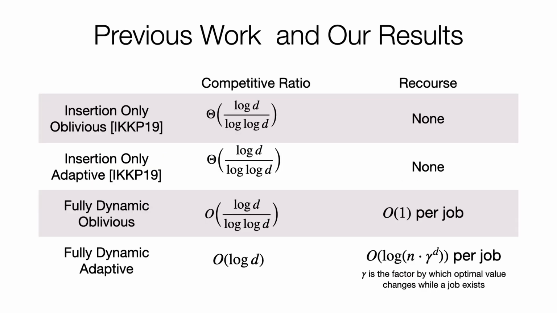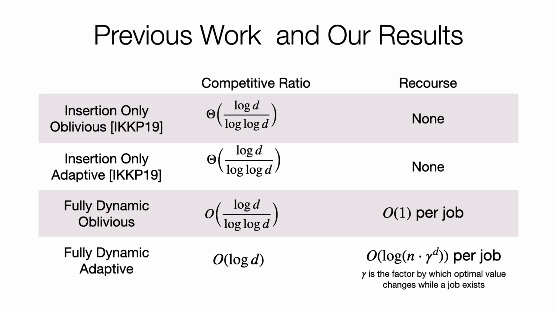Let's look at some previous results here. In the insertion only oblivious setting, there is a randomized algorithm which gives a competitive ratio of log d over log log d and no recourse. In the oblivious setting, we just mean that the adversary does not have access to the randomness used by the algorithm. In the insertion only adaptive setting, where the adversary can look at the randomness used by the algorithm, there is an algorithm which has a competitive ratio of log d over log log d, same as the insertion only oblivious setting, and again no recourse. For these two settings, this log d over log log d ratio is tight.